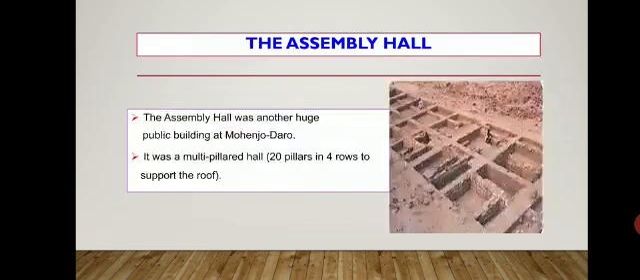The next one is the Assembly Hall. In page number 149, there is one picture. That picture shows the Assembly Hall of Harappans. It was another huge public building at Mohenjo-daro. It was a multi-pillared hall. There are 20 pillars in 4 rows to support the roof.